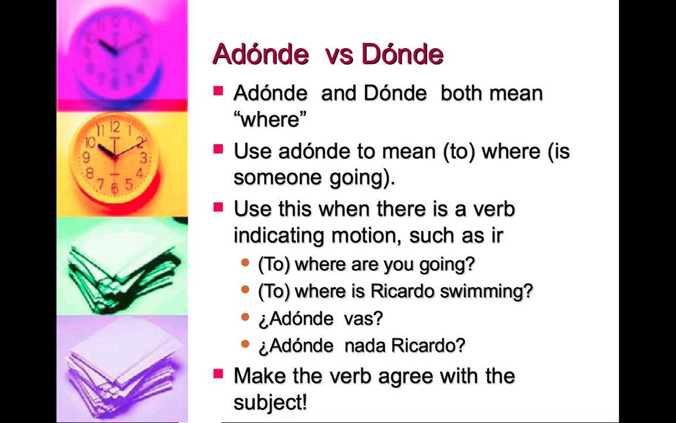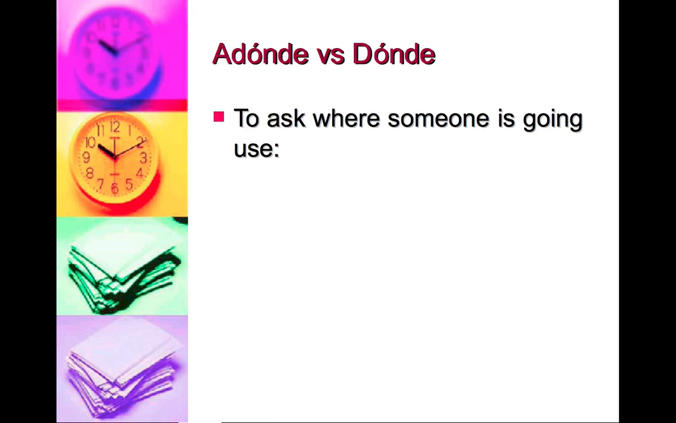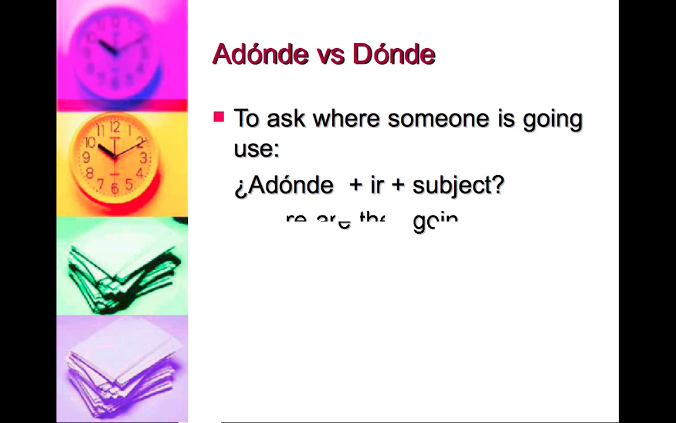Ricardo's doing the action. All right, the formula that you're going to use is right here. If you're going to ask where somebody is going, you need to know this formula. To ask where somebody's going: adónde, the question word, where or to where, then the verb, and then the subject. In Spanish, the subjects go after the verb. It's just a rule when you ask a question. Just one of those rules you have to remember. Subjects follow the verb.